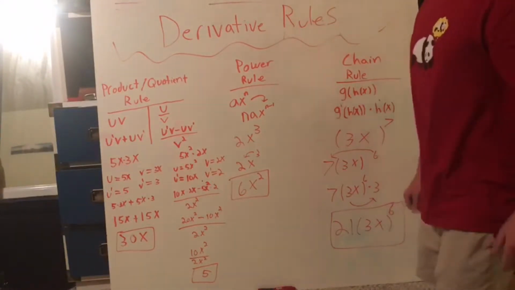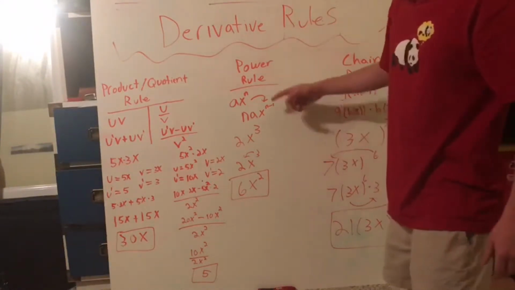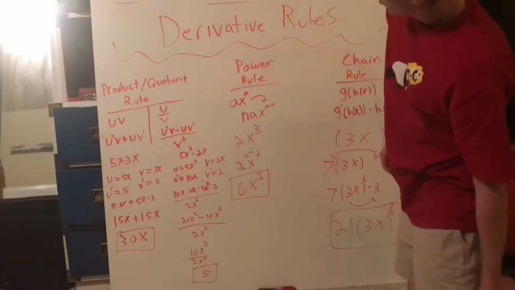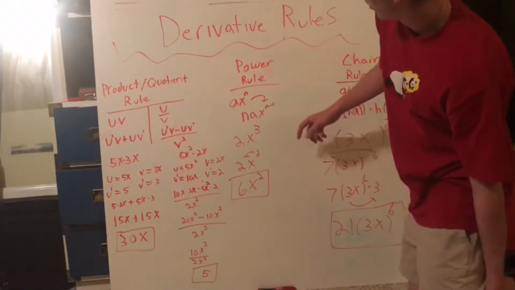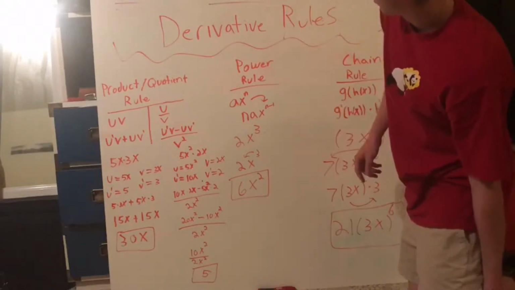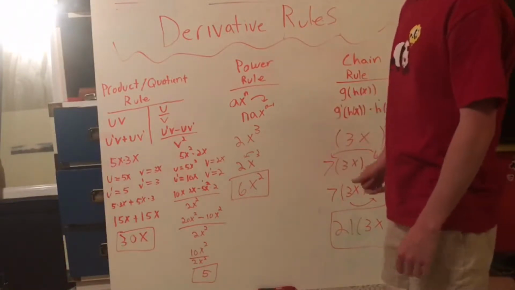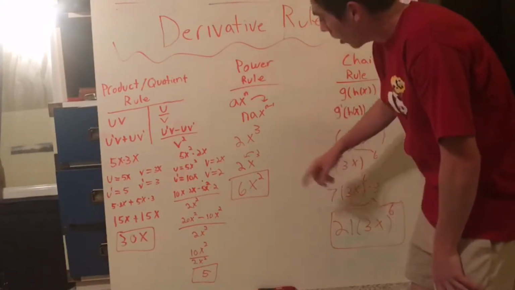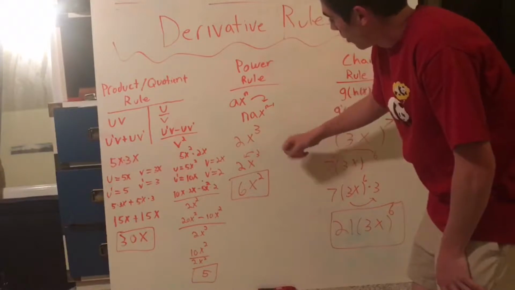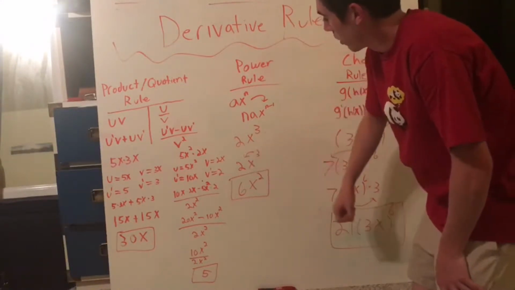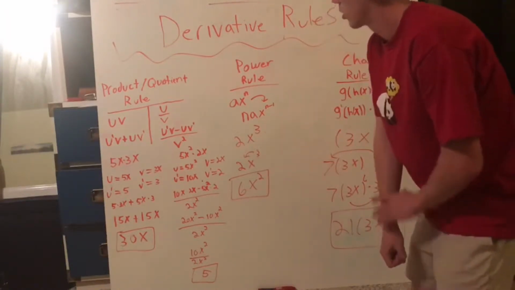Moving on to the power rule, it's pretty simple. Here we have a times x to the n, and it turns into n times a times x to the power of n minus 1. This example shows it a little better. We have 2x to the third, and the 3 will come right down, multiply with the 2, and leave you with 6x squared.